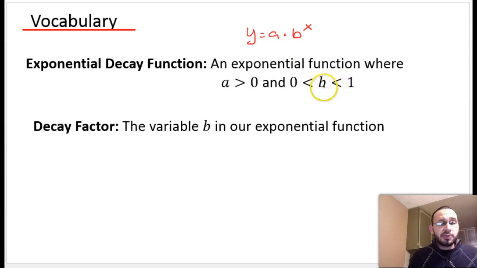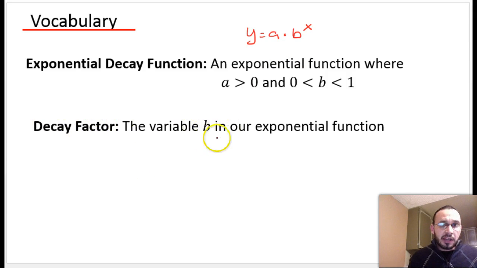Now, what does it mean to be between 0 and 1? It means that it's going to be a fraction, moreover a fraction less than 1. There's an infinite amount of fractions between 0 and 1 that we can choose from. Our decay factor is going to be our b variable. Just like before, our b variable was our growth factor, now it's also going to be our decay factor.